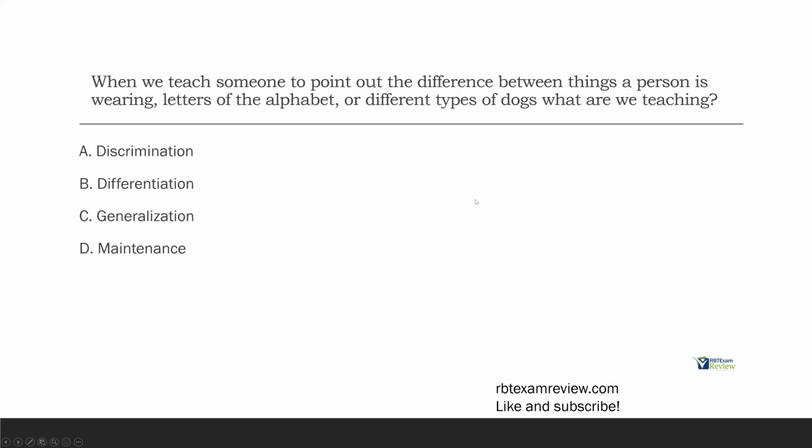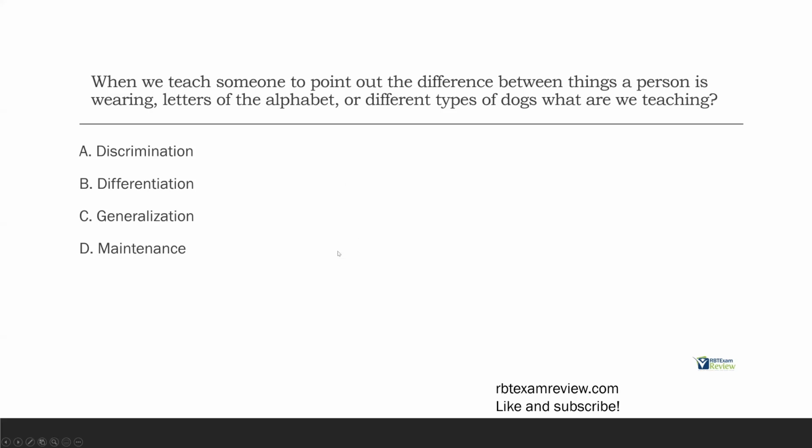When we teach someone to point out the difference between things a person is wearing, letters of the alphabet, or different types of dogs, what are we teaching? Well, what are these categories? Things a person's wearing, letters of the alphabet, different types of dogs. They don't seem to really have any relation other than being what? Well, they're all stimuli in a group, different types of stimuli though, right?